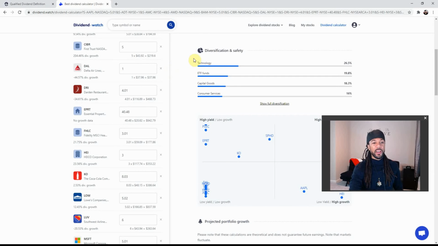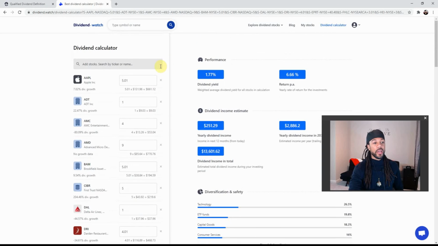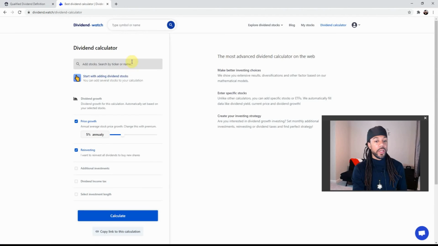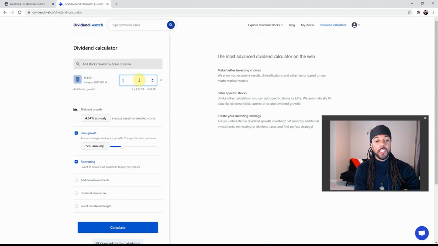Alright, so now we're going to get off my portfolio and let me show you guys if you went hard on one dividend stock. Again, we're going to go back to SPHD. Again, I like it. I like that stock. Okay, so we're going to go to SPHD. I just want to show you guys the power of a dividend stock.